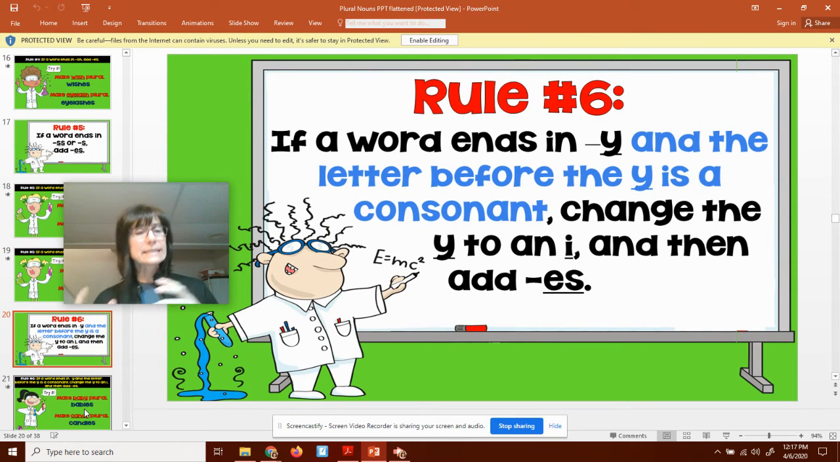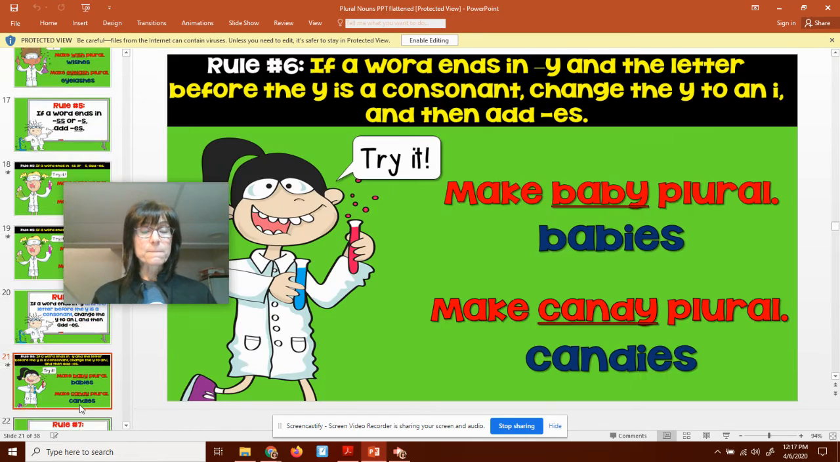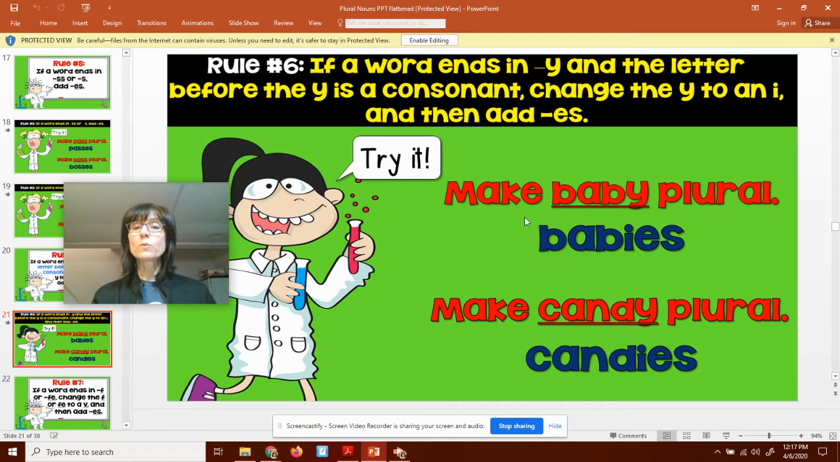Rule 6 is a different type of rule. If a word ends in Y and the letter before the Y is a consonant, we know to change the Y to an I and then add ES. So you drop the Y and add IES. Let's go ahead and try it. When you have the word baby, and I want to make it into babies, I'm simply going to drop the Y and add I-E-S.